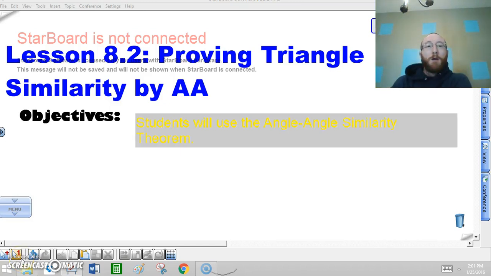Hi everybody. Today we're going to be proving the triangle similarity theorem using angle-angle. Now when we talked about similarity yesterday, to prove something similar you've got to prove all the sides, you've got to prove all the angles. Well, this is one of the shortcuts we have, just like we have the shortcuts for the triangle congruence.